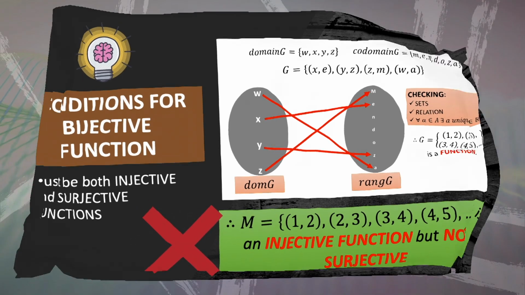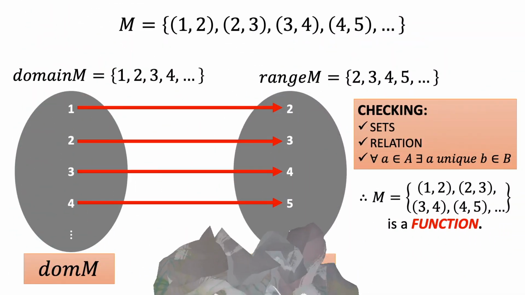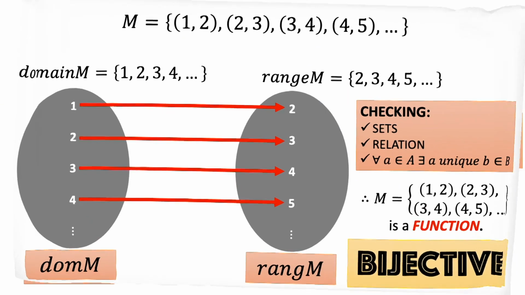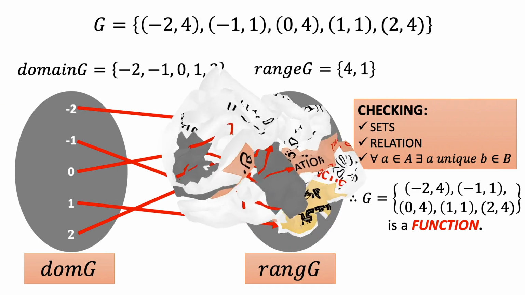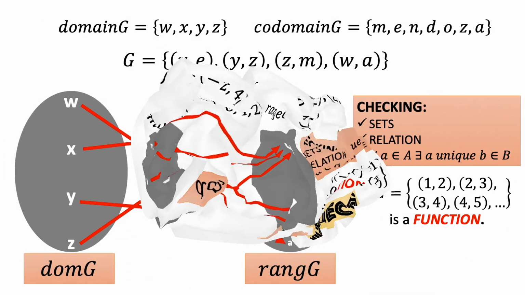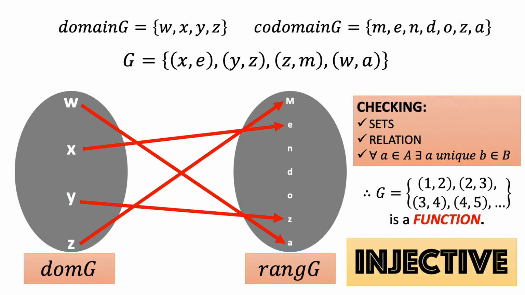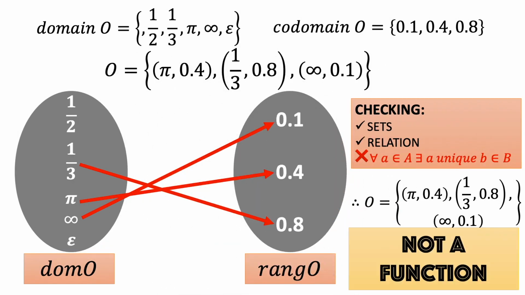To summarize our lesson, set M is a bijective function. Set I is not a function, it is just a relation. Set G is a surjective function. Set G is an injective function. And set O is not a function, just a relation.